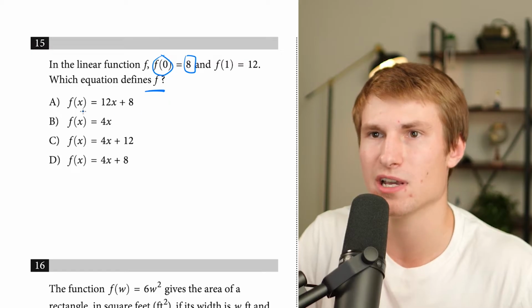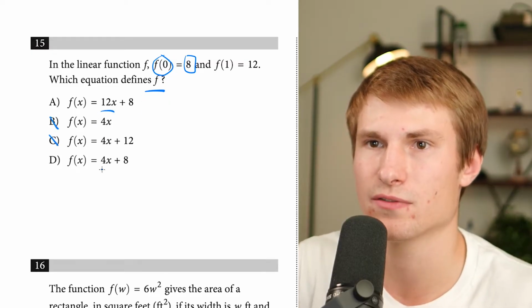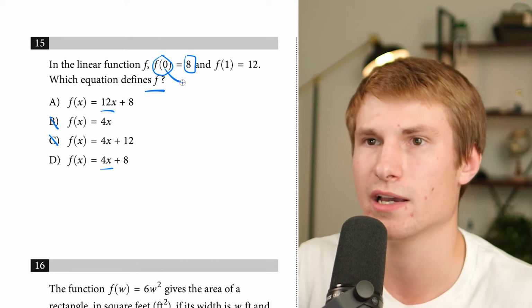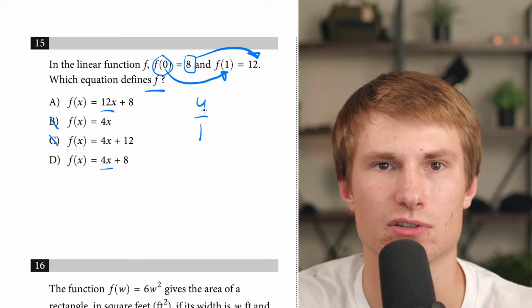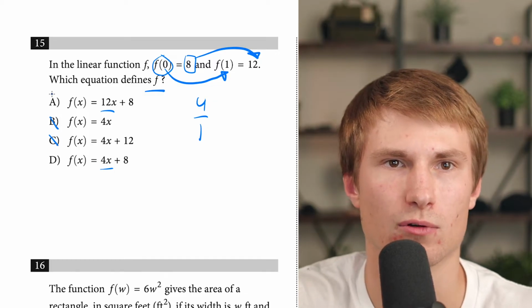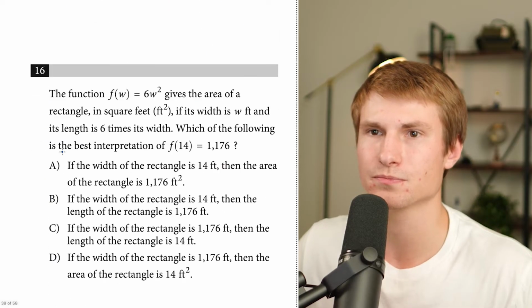Okay, y-intercept's 8. That means I can get rid of b. It means I can get rid of c. Next thing, the only difference between a and d is slope. I see I go over by 1, and I go up by 4, so slope's going to be 4 over 1. Therefore, A is incorrect and D is our correct answer. Going on to number 16 now.